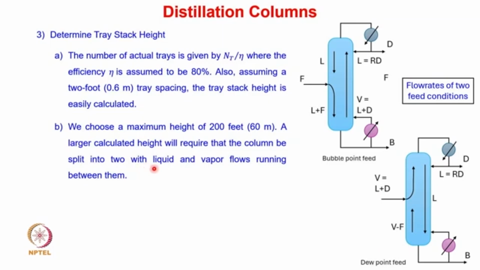So if we do the calculation, and if the height of the distillation column is coming less than 200 feet or 60 meter, then it is okay. If it is going beyond that, then in that case we can split it into different columns. So if a larger calculated height is required, the column is split into two with liquid and vapor flows running between them. So the height of the distillation column should be less than 60 meter for all design purposes. That is what we ensure.